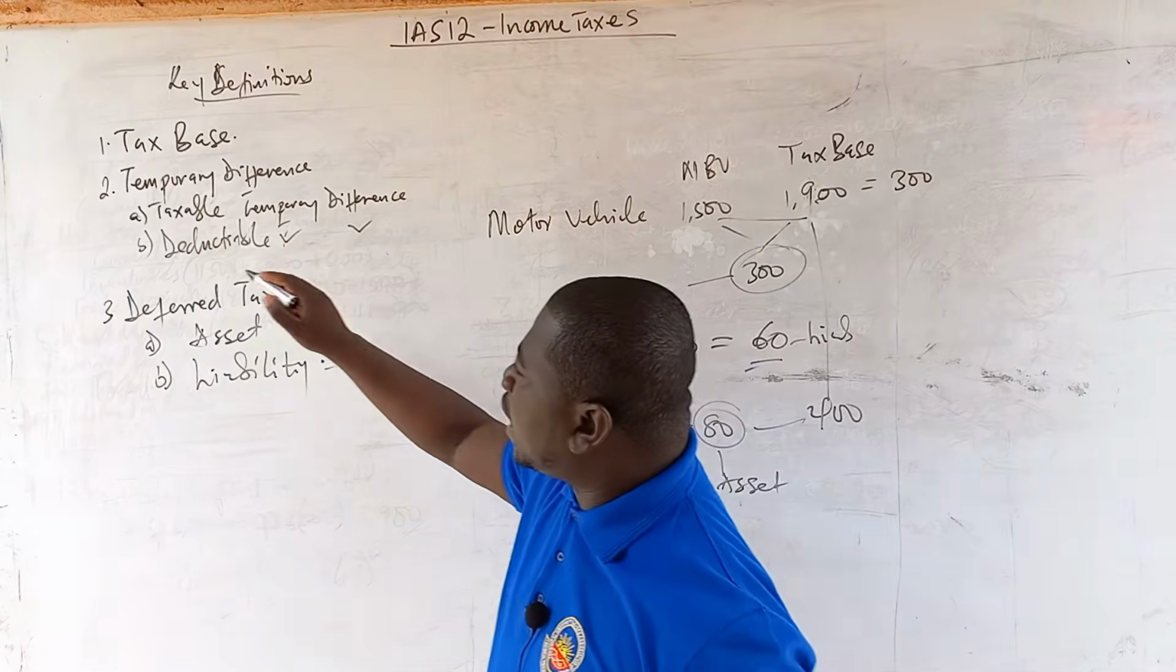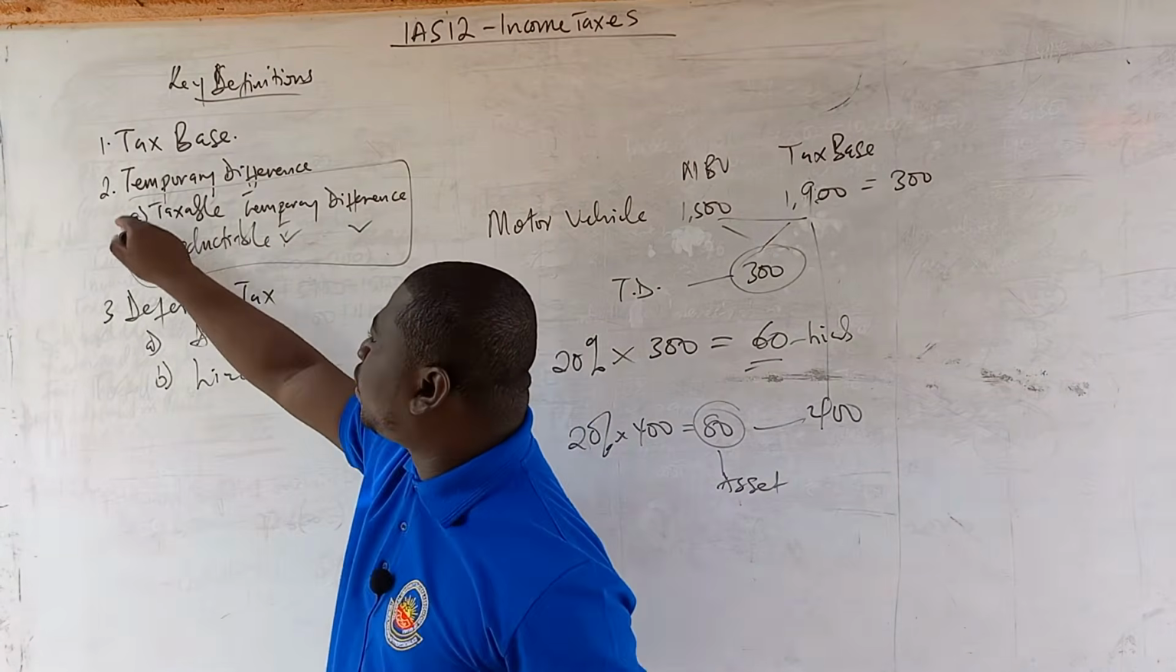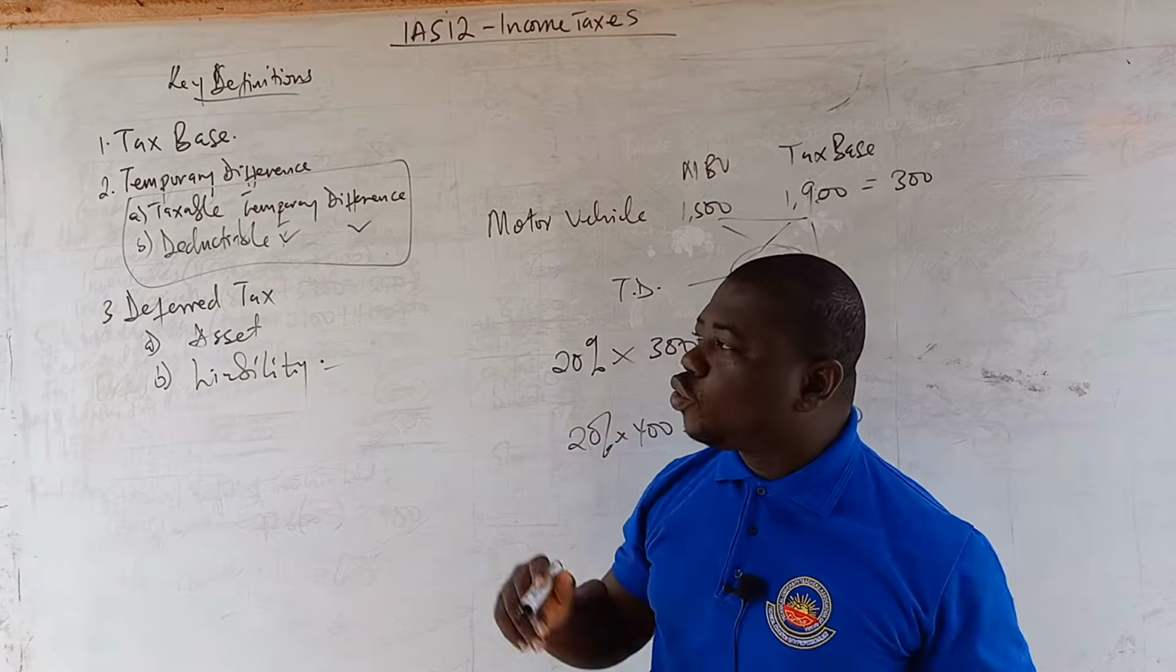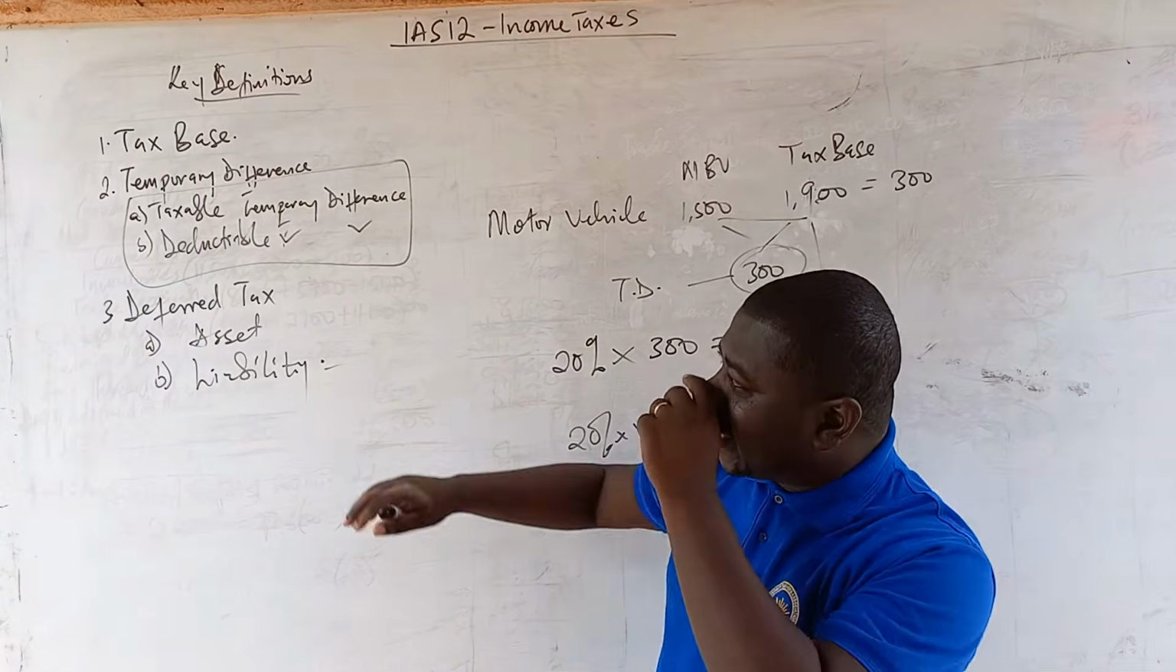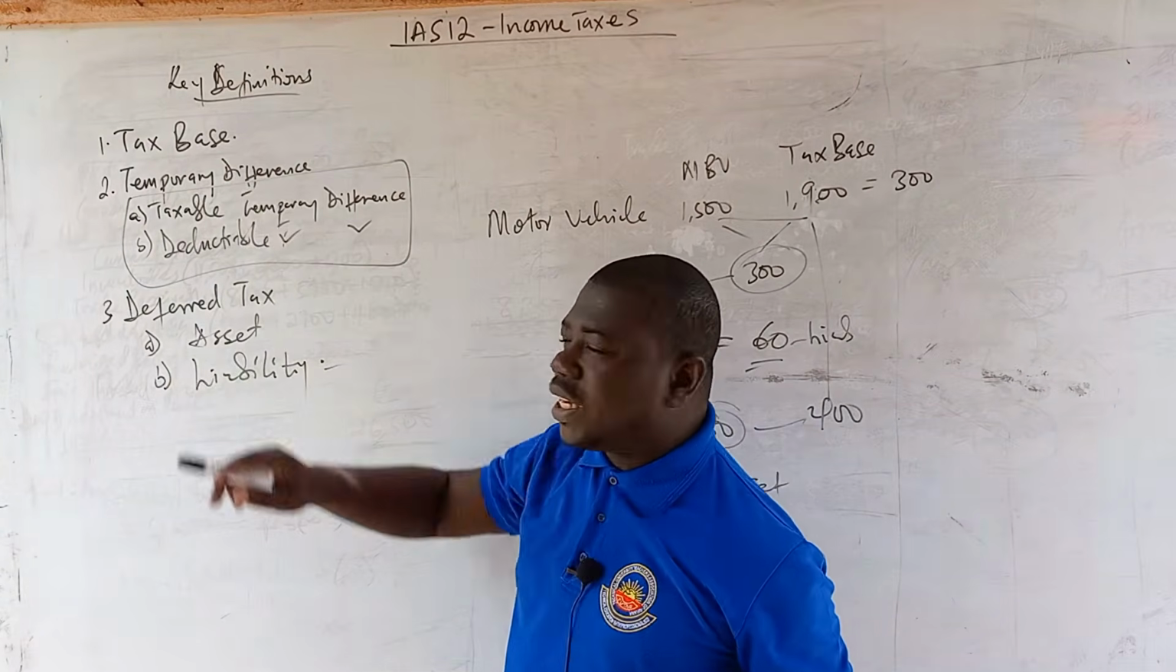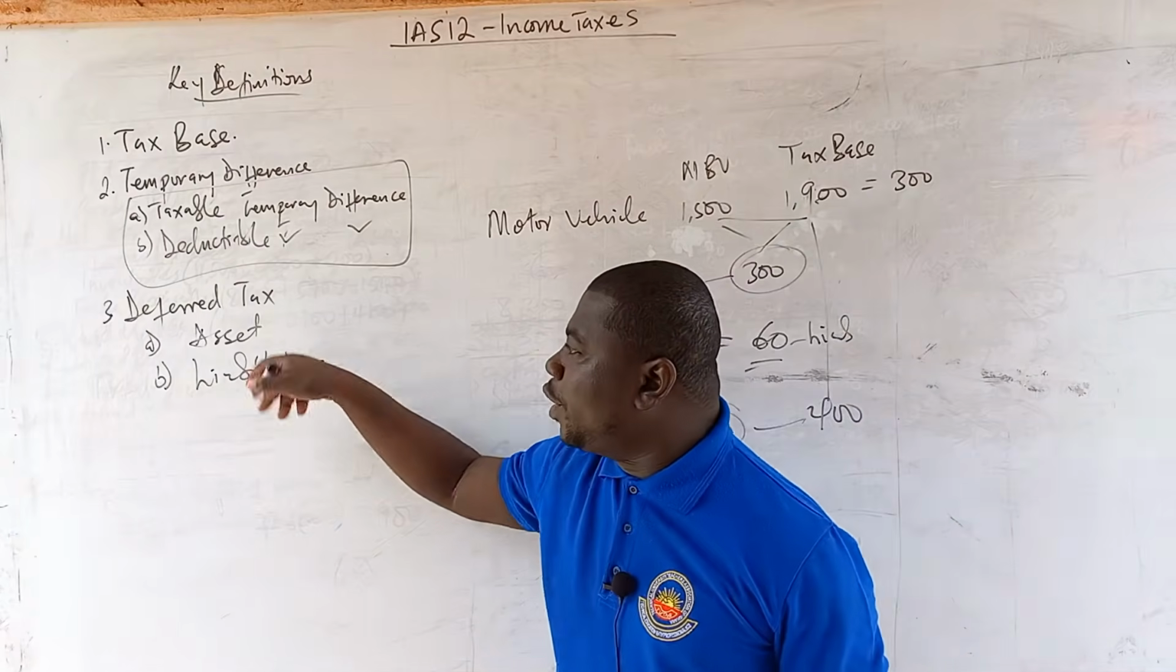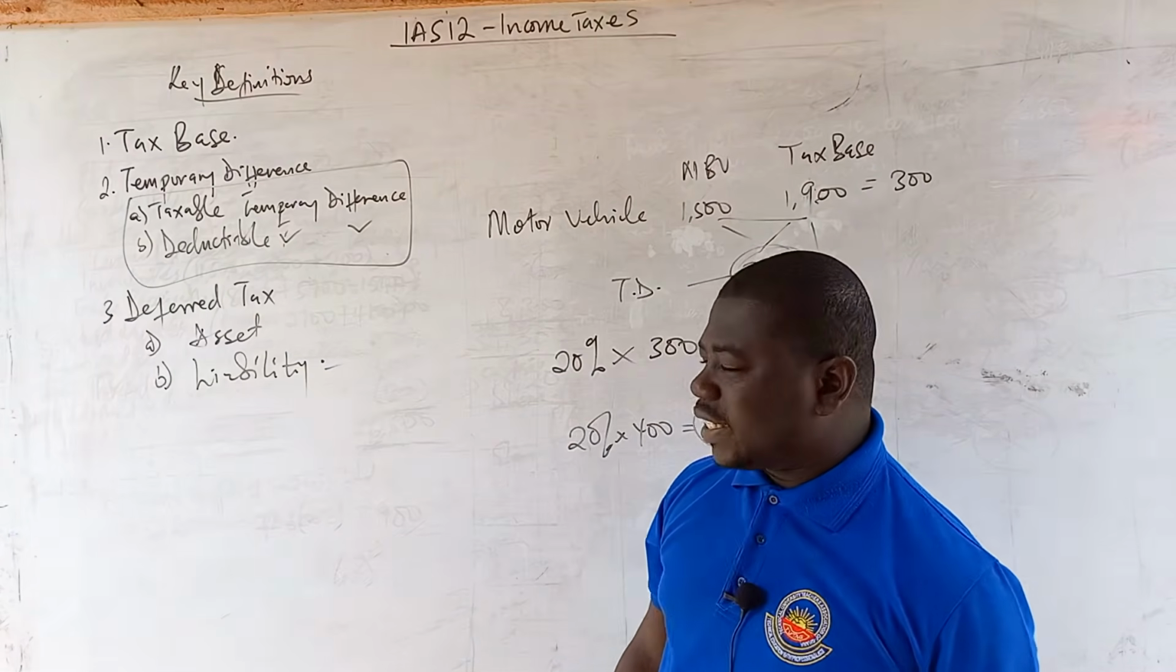That is why I mentioned that these things in theory can be important, but in practicals, we are not going to pay too much attention to that. We are going to actually understand how to look at the tax base and the temporary difference itself. And then how to calculate the deferred tax asset and liabilities.